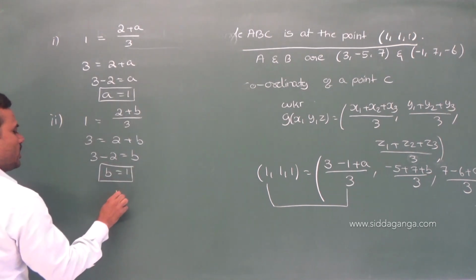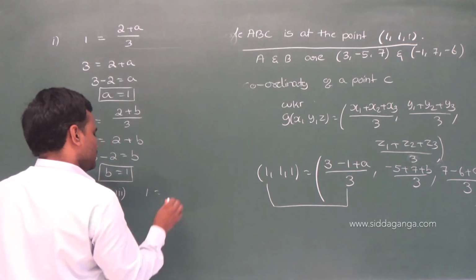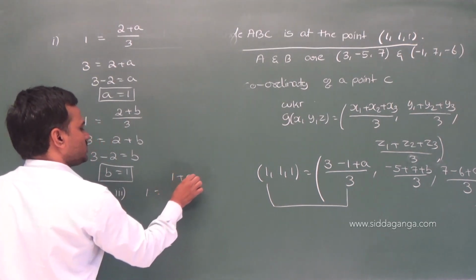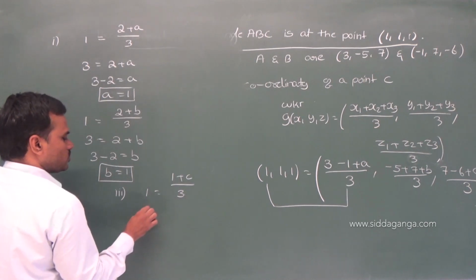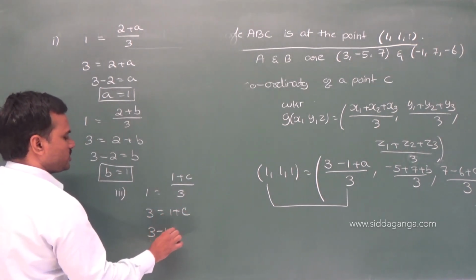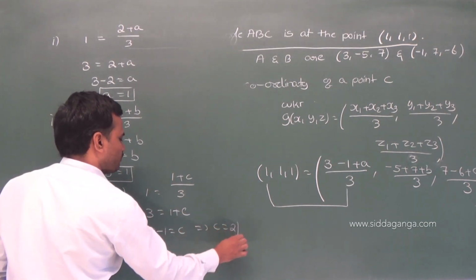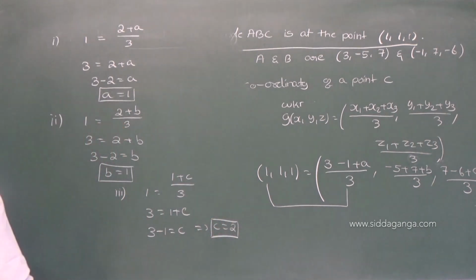Similarly, the z coordinate. 1 is equal to 7 minus 6, which is 1, plus c, divided by 3. So 3 is equal to 1 plus c. 3 minus 1 is equal to c. That implies c is equal to 3 minus 1, which is 2.